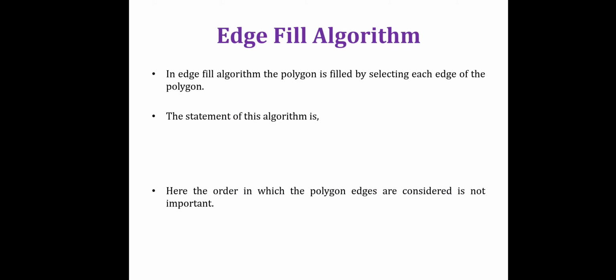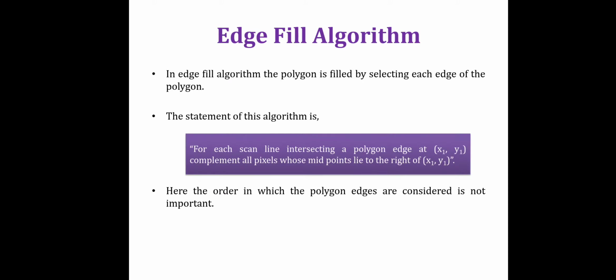So what is this edge fill algorithm? Its name itself indicates that we have to fill the polygon by considering the edges of the polygon. In this edge fill algorithm, the polygon is filled by selecting each edge of the polygon. We are going to select each and every edge from our polygon, and by using that edge we are going to fill. So what is the statement of this algorithm?